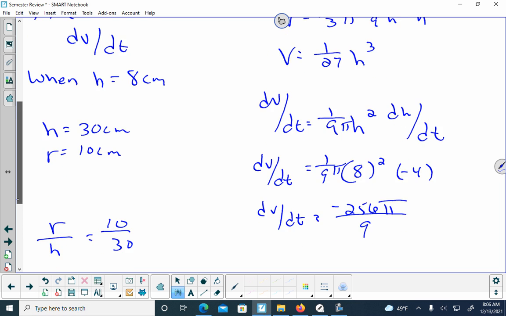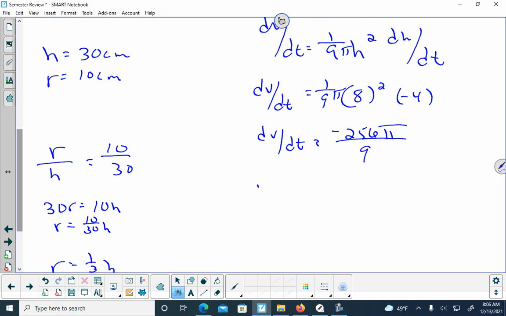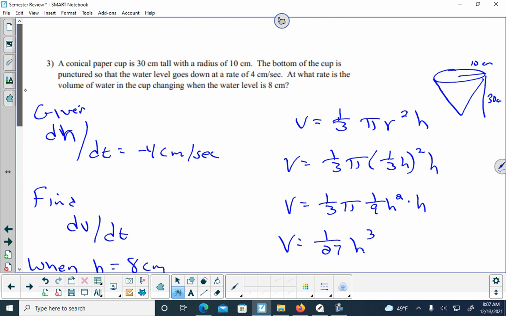And if you want a decimal for that, because I think a decimal would make a little bit more sense, that would be a negative 89.3609 centimeters cubed per second. So that is that one. Remember, if you have two variables, like I have this R and this H, since it's a proportional shape, they will always be in the same relation to each other, and you're going to have to substitute one in for the other just to make your life a lot easier.